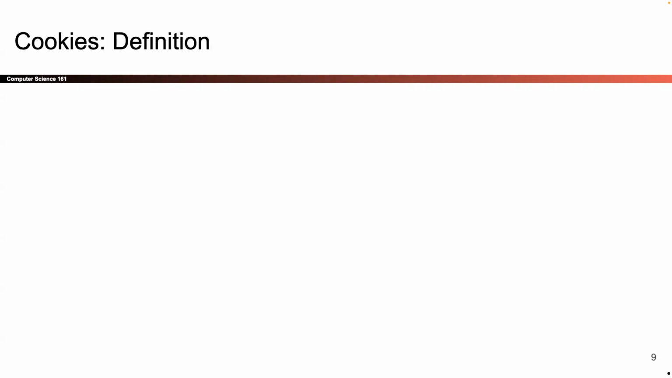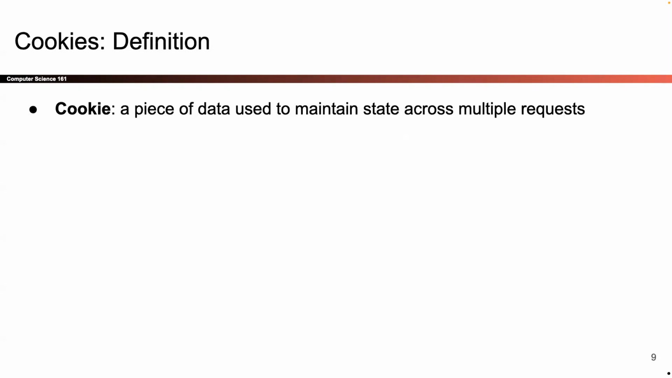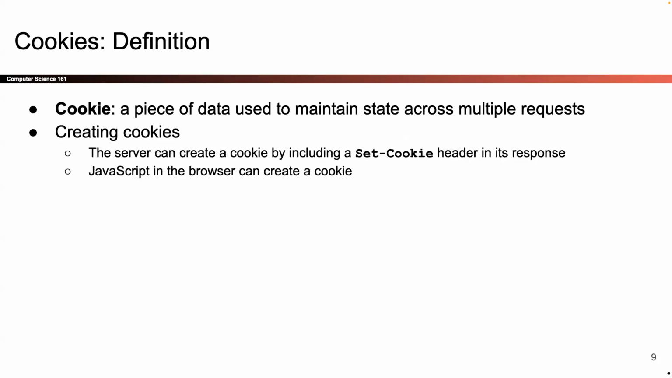HTTP by itself can't do that. HTTP treats every request and response separately. So the way that we're going to unlock the ability to link together HTTP requests and responses is something called cookies. It's a fancy way of saying a piece of data that's going to be maintained across multiple requests. So here's how you might use it.